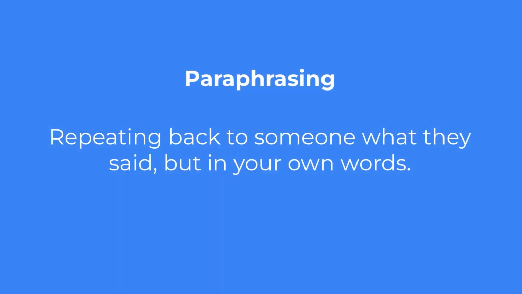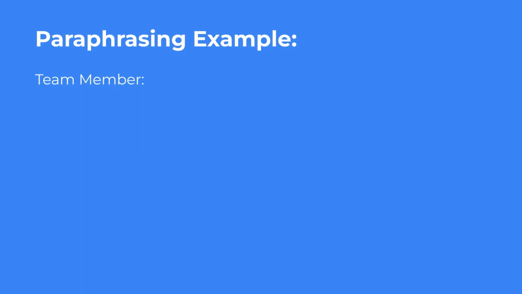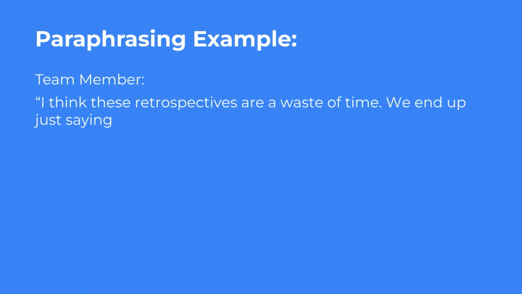So the first facilitation technique is paraphrasing, and it's very simple but powerful, and I'm sure you've all done it before. What is it? Well, it's basically just saying back to someone what they said to you and your team, but in your own words. For example, imagine at the sprint retrospective, somebody says, look, I think these retrospectives are a waste of time. We end up just saying the same thing again and again, and nothing gets done.